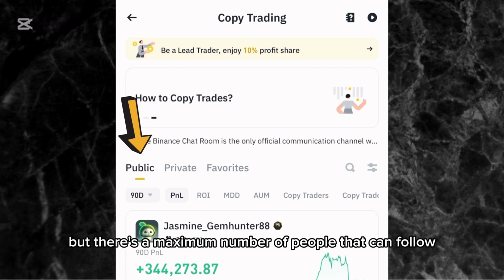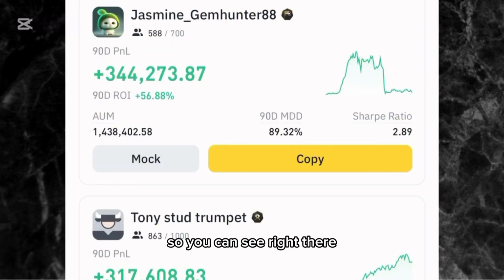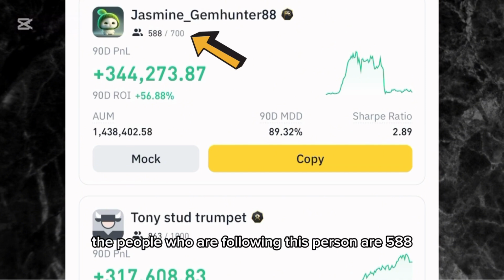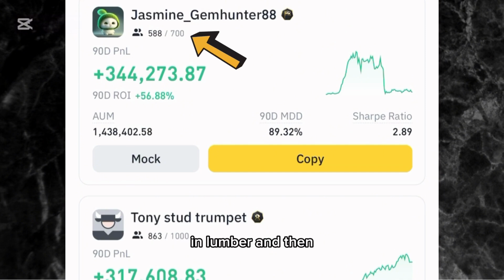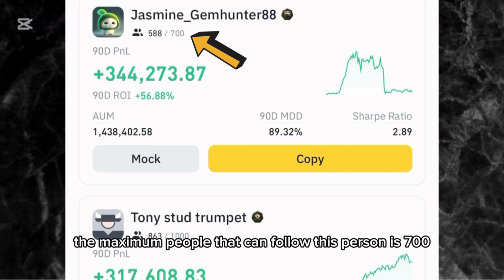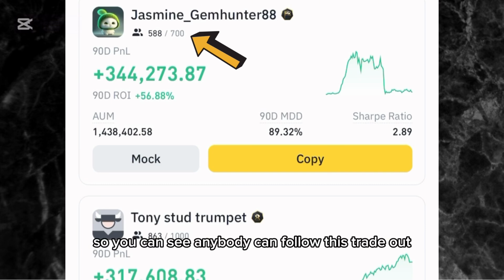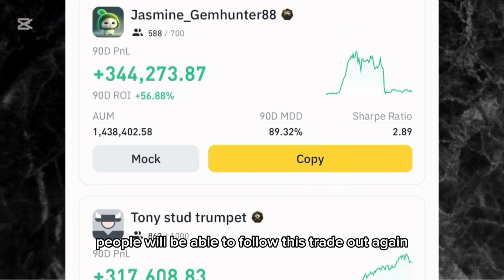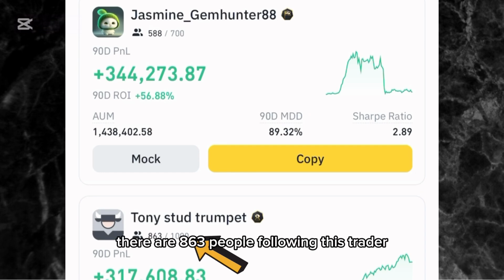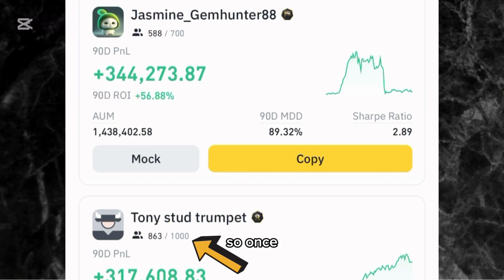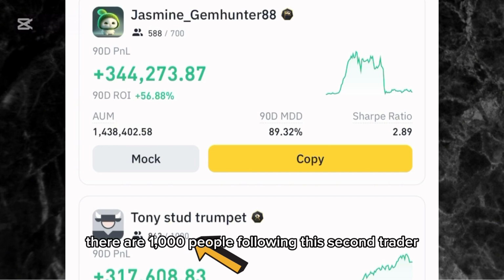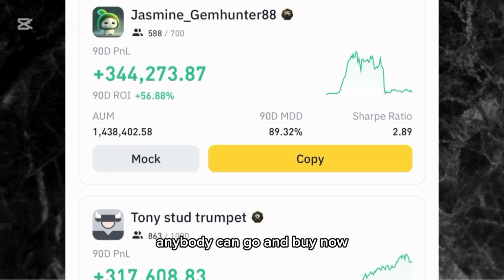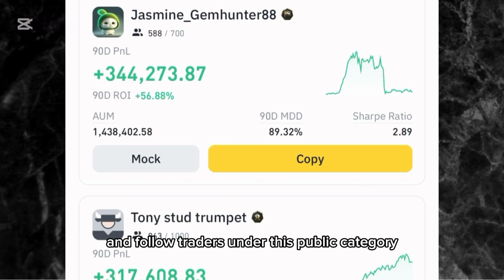But there is a maximum number of people that can follow each trader right here. So you can see right here, the first person here, you can see the people who are following this person are 588 in number. And then the maximum people that can follow this person is 700. So you can see anybody can follow this trader. But once it's 700 people, no one will be able to follow this trader again. So you can see the second trader, there are 863 people following this trader. But the maximum number of people that can follow this trader is 1,000. So once there are 1,000 people following this second trader, no one can follow this trader again. I hope you understand. So that's for public. So again, anybody can go on Binance and follow traders under this public category.